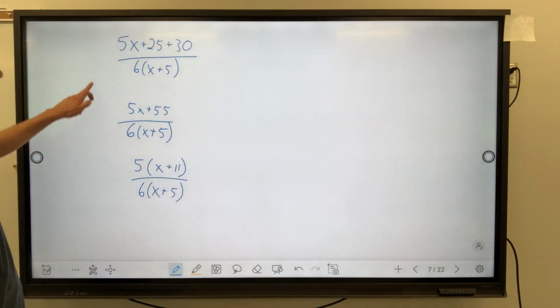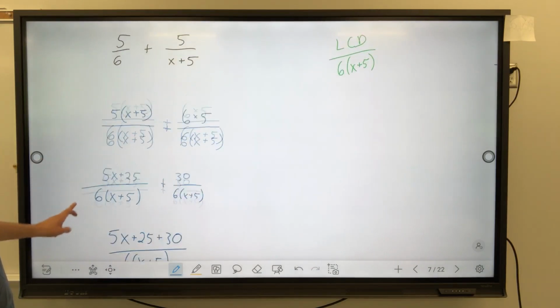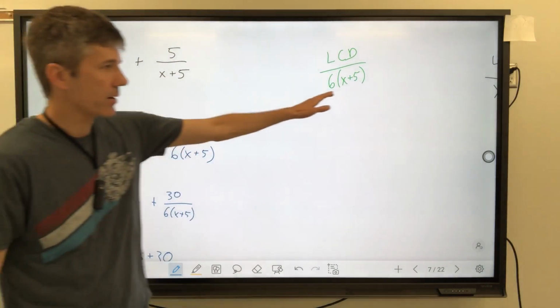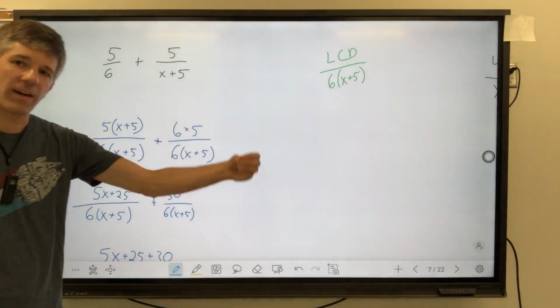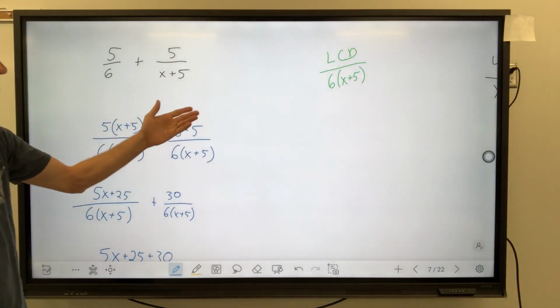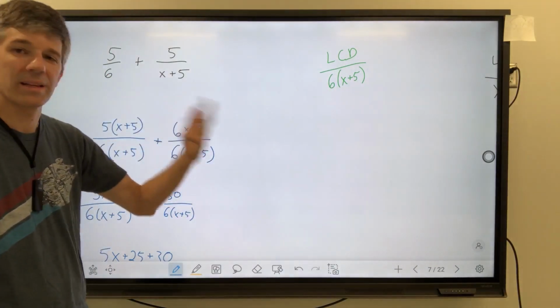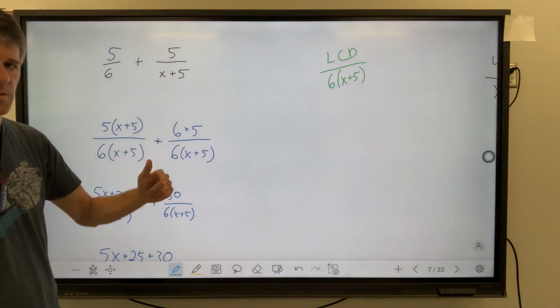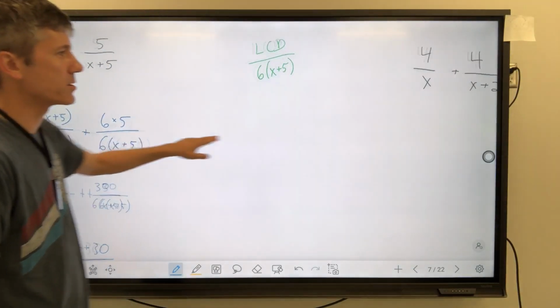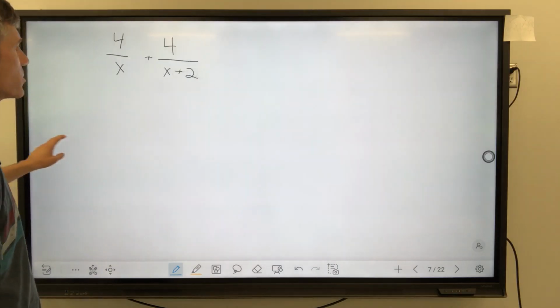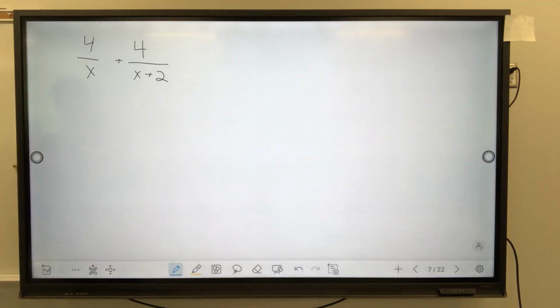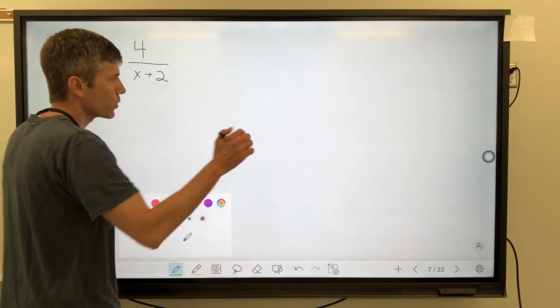So this one took a little extra work, but the big idea was that we had to find our least common denominator by listing the factors of our denominators over here on the side and saying, oh, then my least common denominator is 6 times x plus 5, which is a little obvious. It won't always be that obvious. So let's do the same strategy here.